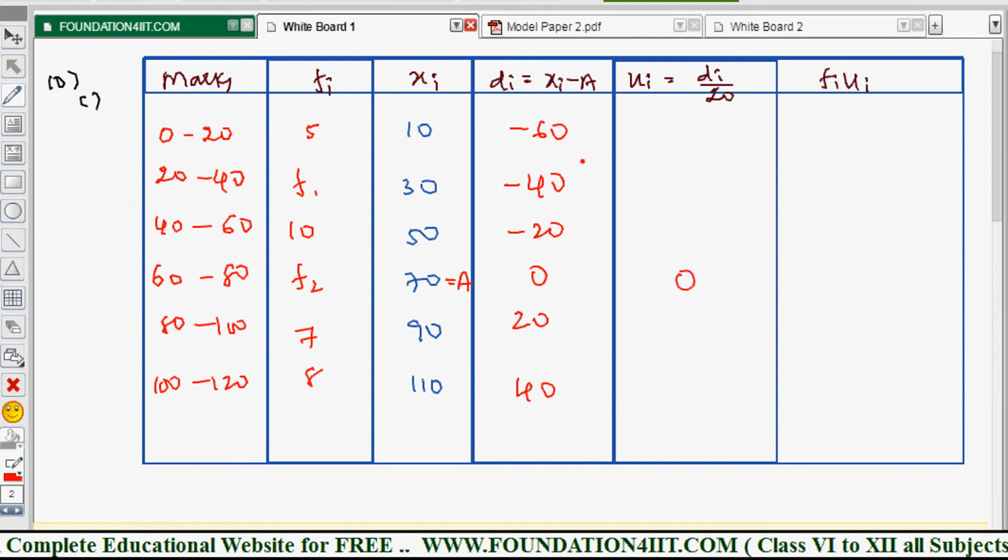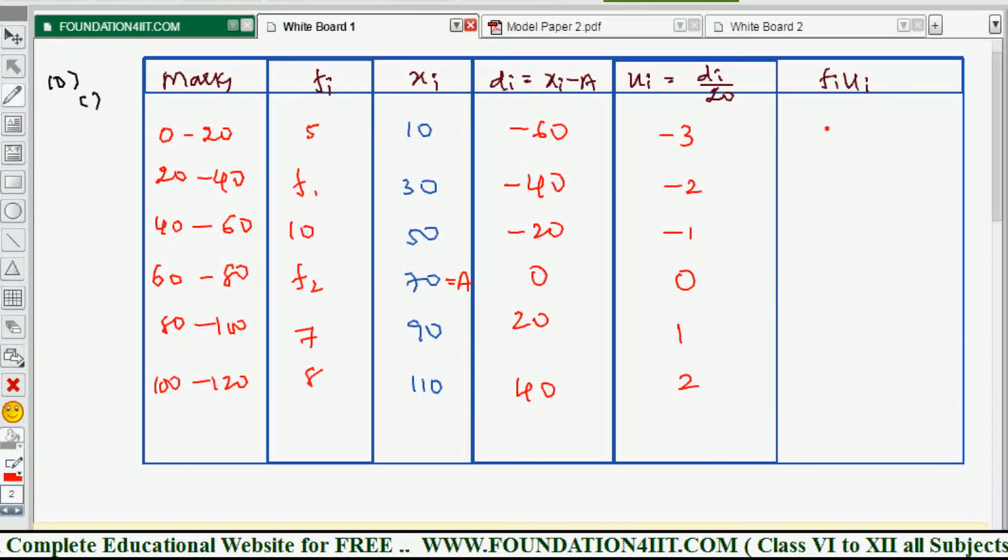Then ui is equal to di by h. Where is the 0? Your 0 will come here. Minus 60 by 20, so it's minus 3, minus 2, minus 1, and down 0, 1, 2. You can make it directly also, because the assumed mean row is 0, above is minus 1, minus 2, minus 3, and down 1, 2, 3. Right? You get it. Now fi ui.